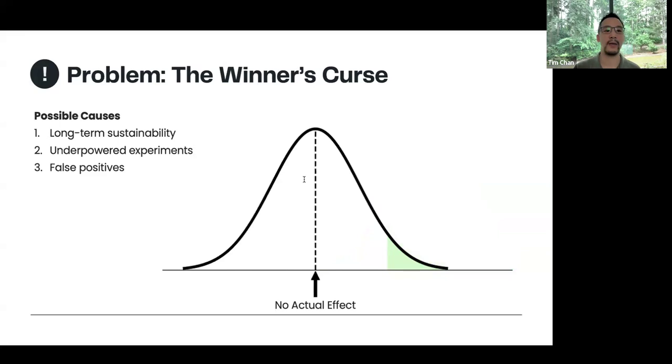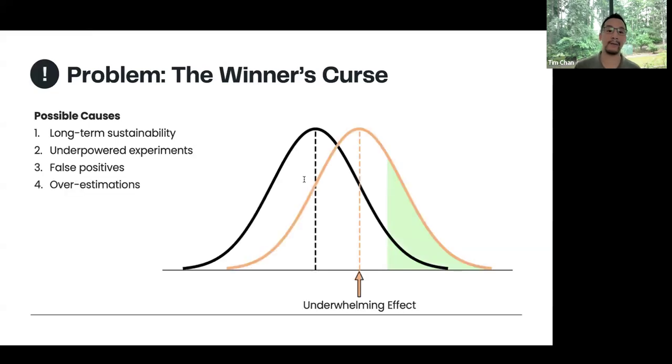Another reason is false positives. This is where you don't actually have an experimental lift, and the test group is the same as the control. So we're pulling from the black distribution. There's a 5% chance we'll get something in the green. That's obviously another case where we have an experimental result that we just got lucky with, and it's not actually that good. And there's a 5% chance of this happening when you set your threshold at 95%. So there's no lift.